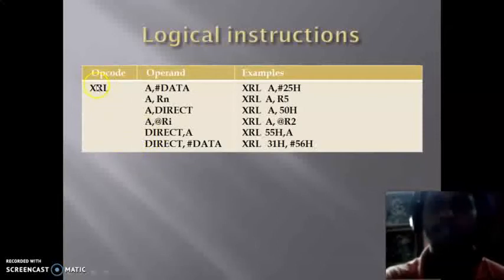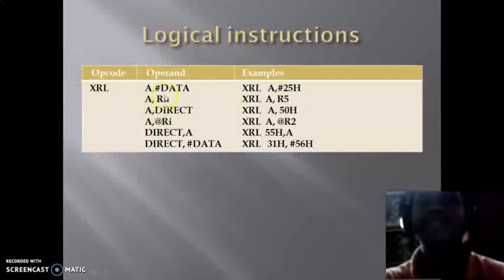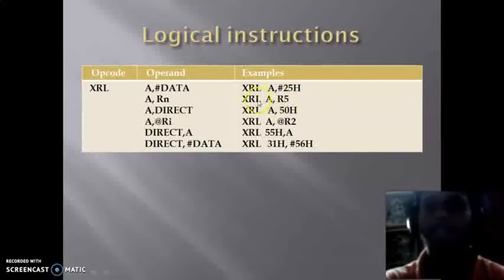In the case of XRL operations, A comma data, like XRL A, #25H. So here the XOR operation is performed between the content of A and 25H, and the result will be stored in the accumulator, and we will get the effects on the flags also. Now next, XRL A comma Rn, XRL A, R5. So here the XOR operation is performed between the content of A and the content of R5, and the result will be stored in the accumulator, and we will get the effects on the flags also.